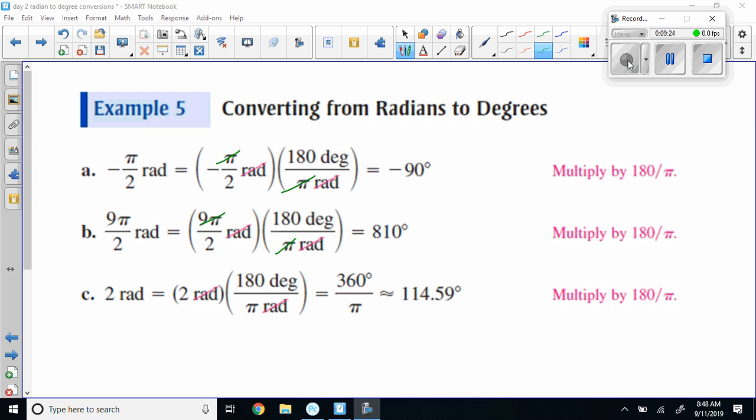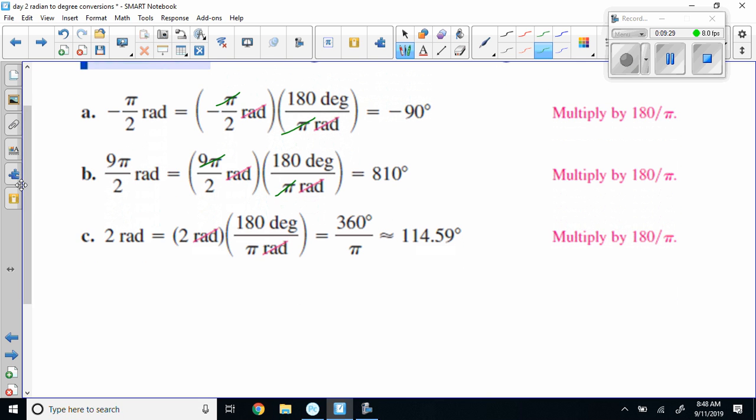Let's look at C, because I want to point out one thing here. Do you see that I'm marking out pi's on the others? This is just 2 radians. All right. So guess who has to be there? Pi. So really, that's 360 divided by pi, right?